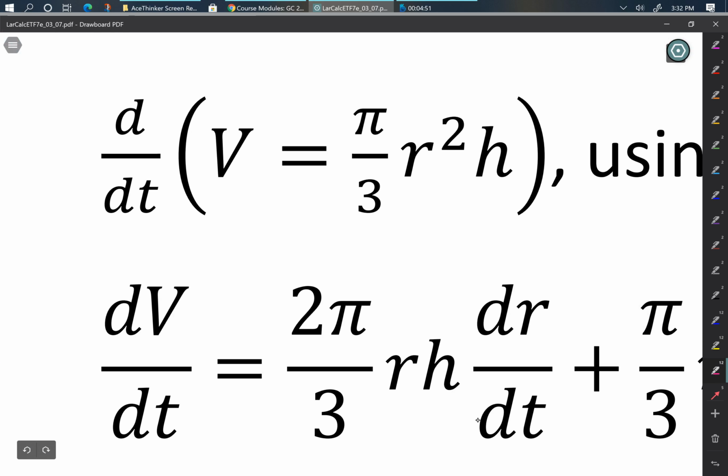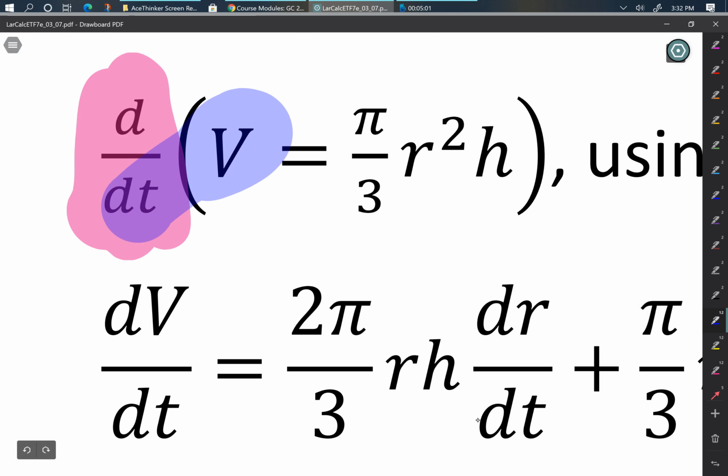okay, so there's our operator, tells me what to do. It says take the derivative and make the independent variable be time. And so when I take that first derivative, that first variable I run into, V with respect to t, the variables don't match, so that's going to be implicit differentiation. So that's going to give me dV/dt.